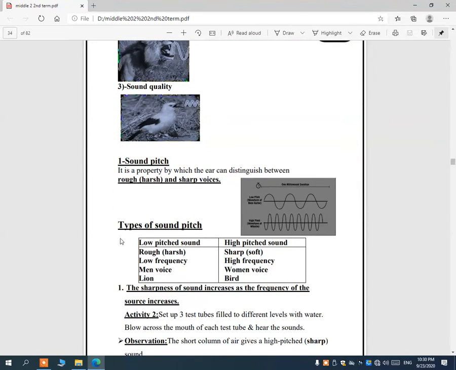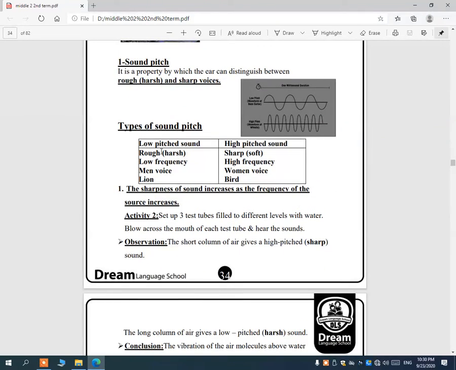Sound pitch is a property by which the ear can distinguish between rough or harsh and sharp voices. And we have two types of sound pitch: low-pitched sound and high-pitched sound. Low-pitched sounds are the rough or harsh sounds, and they have low frequency. So low-pitched sound, low frequency, like the man voice and lion. But the high-pitched sounds, like the sharp or soft sounds, have high frequency, like the woman voice and bird. So high-pitched sound, high frequency.